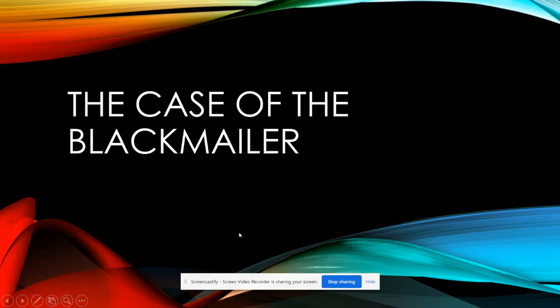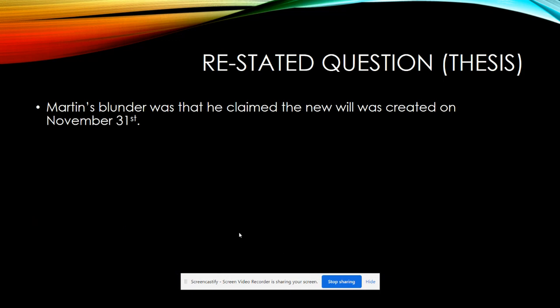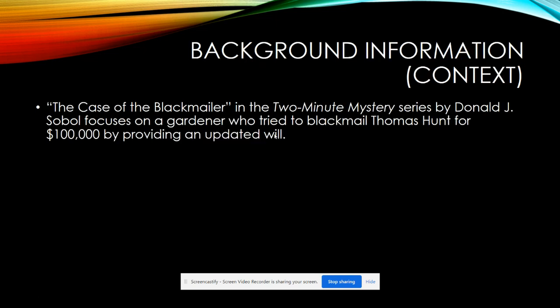So we're going to use the example of the case of the blackmailer. Your first sentence, your topic sentence should be your thesis. You're going to restate and answer the mystery question. So the mystery question was, what was Martin's blunder? I restate it here. Martin's blunder was, and then I answer it, that he claimed the new will was created on November 31st.